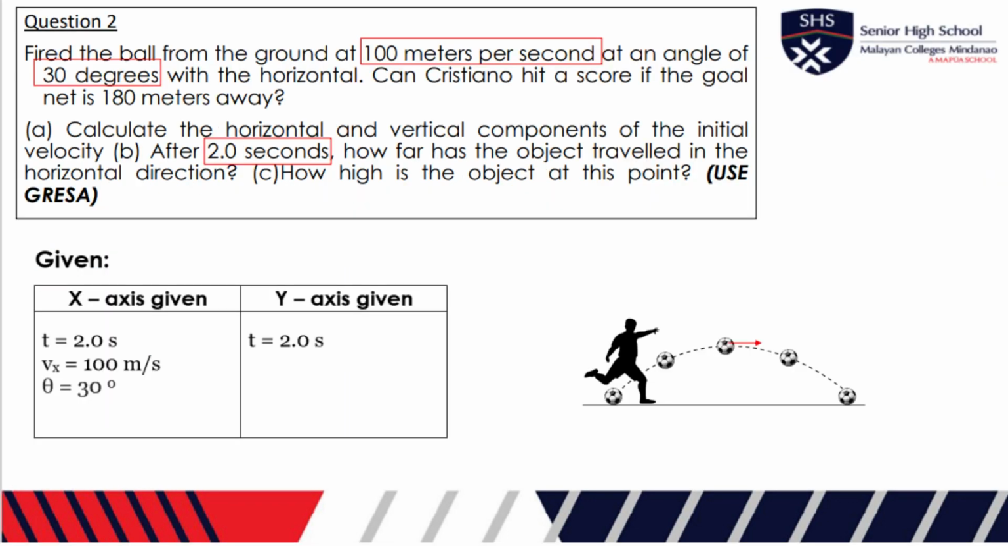Now again, let us use GRESA. Let's directly use the given here. Now the given should be separated in x-axis and y-axis as you have known. So we have there the given, which is 100 meter per second. That is most probably in x-axis. We have there the 30-degree angle, which is on the x-axis because we're talking about the horizontal motion of it as well. And the time is 2.0 second because that's after 2.0 second. And for the y, we only have their time that's on 2.0 second as given.